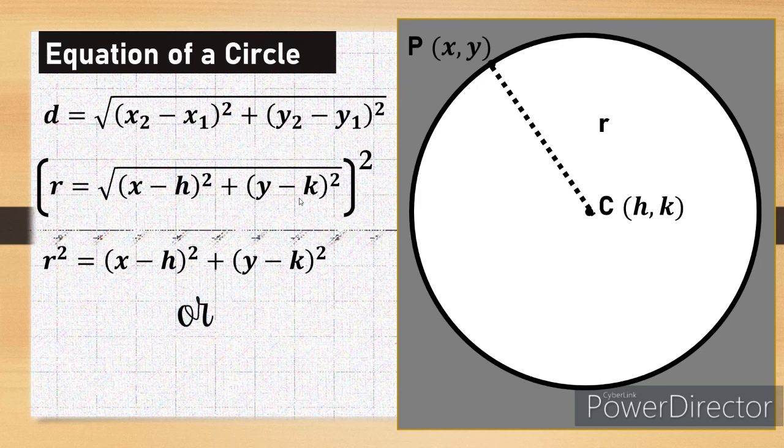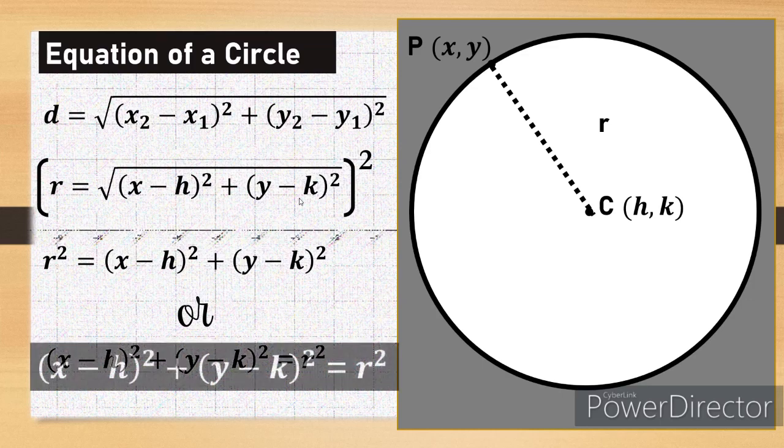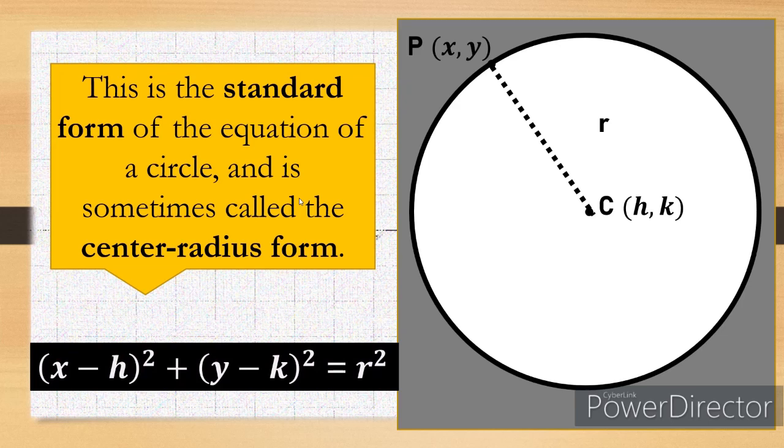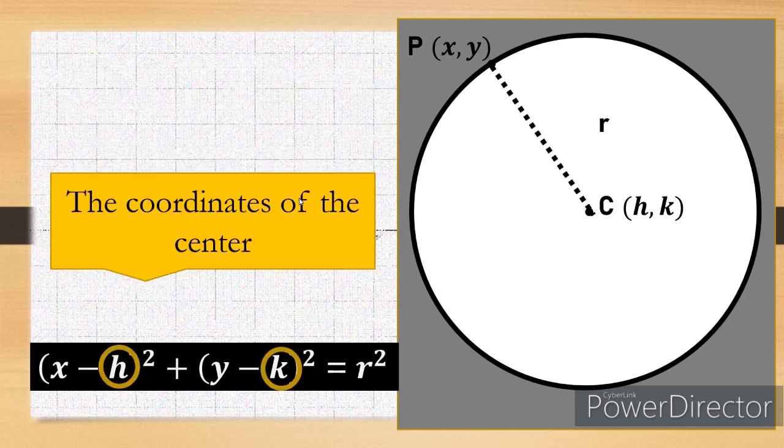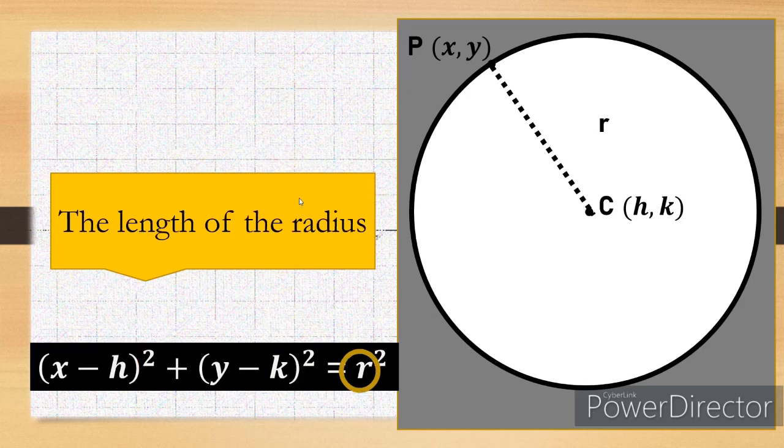Or we can write this as quantity x minus h squared plus quantity y minus k squared is equal to r squared. And this is the standard form of the equation of a circle and is sometimes called the center radius form. Okay, ito po. So, in this equation, we have the coordinates of the center as h and k and the length of the radius r.